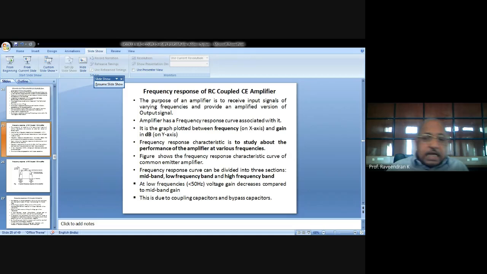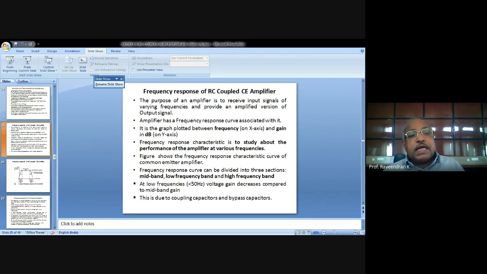So at low frequency signals, a CE amplifier will have a reduced voltage gain. This is the reason for that. These two capacitors and their reactance make the voltage gain fall at low frequency.